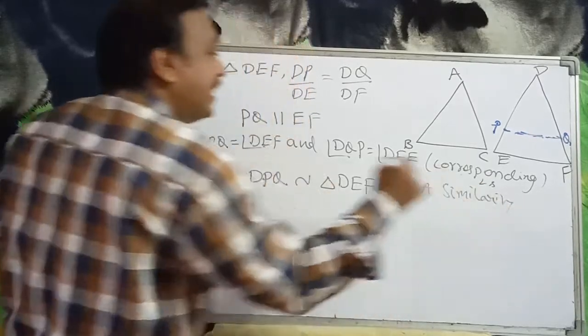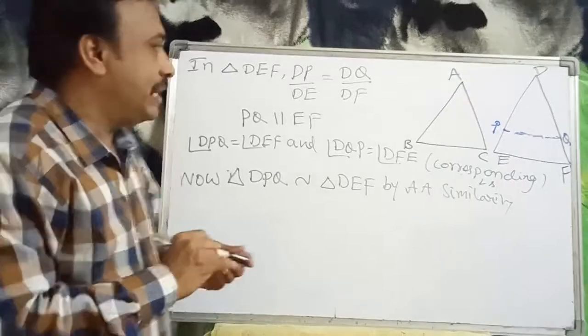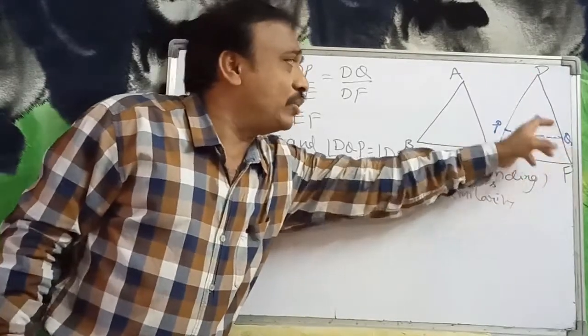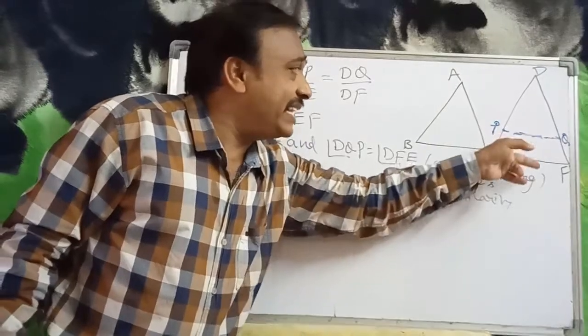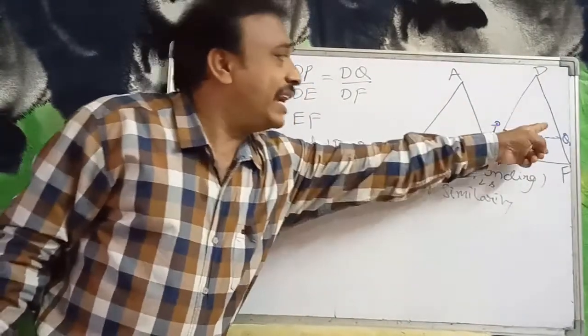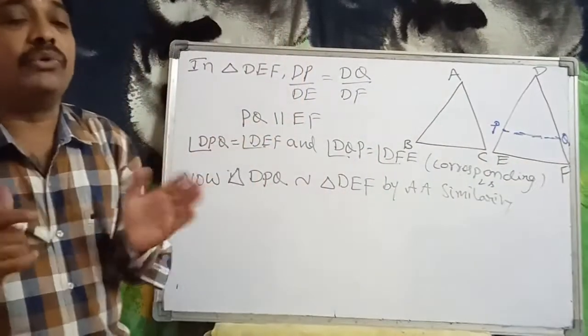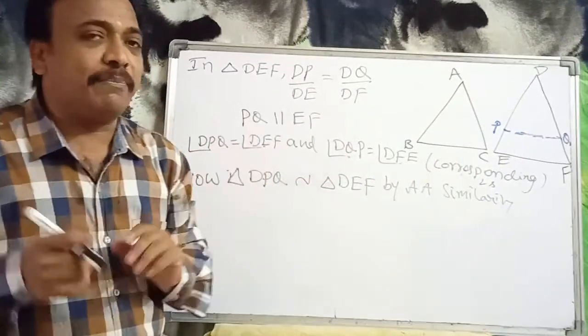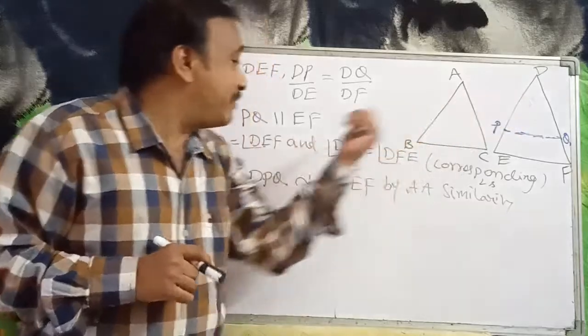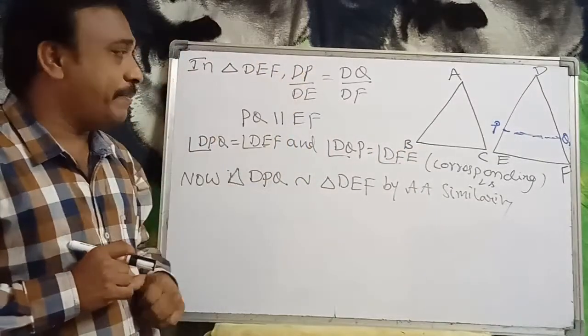AA similarity. How can we say AA similarity? Because in triangles DPQ and DEF, angle P is equal to angle E, and angles Q and F are equal according to the angle sum property.